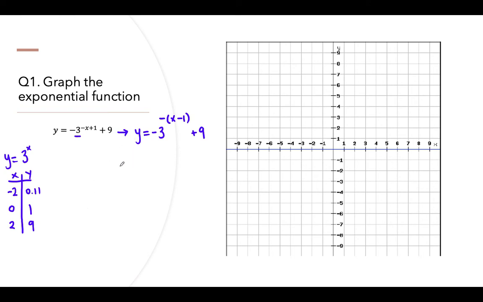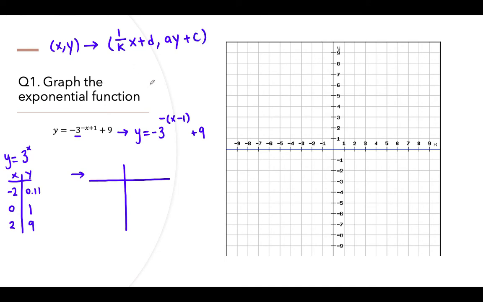And rather than doing individual transformations, let's do everything using a mapping rule. So the mapping rule looks like this. x, y turns into 1 over k x plus t, a y plus c from my previous equation. So let's do the x value, which is in the exponent. So I have negative x, and then it's negative 1 here, so when you take it out, it becomes positive 1.